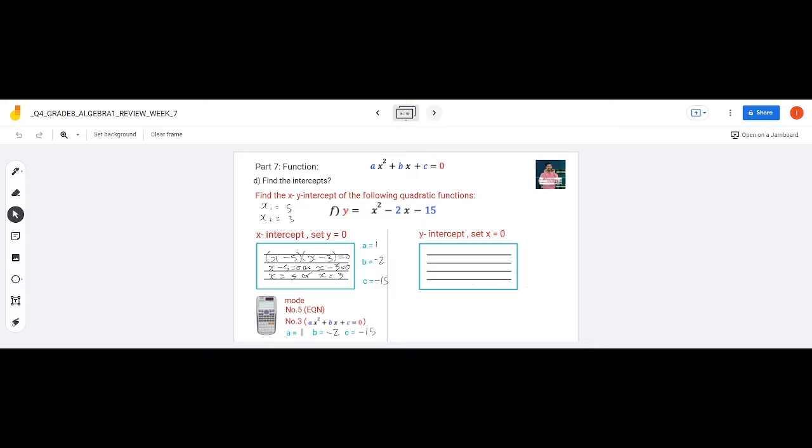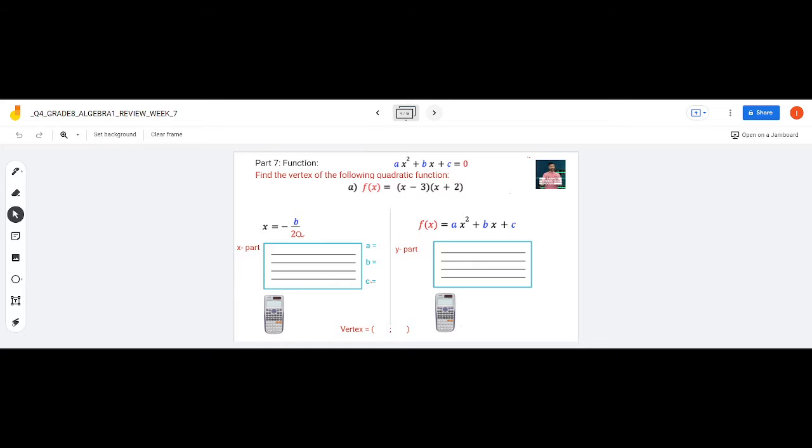So we write on our equation, y is equal to x squared minus 2x minus 15. So y is equal to, wherever there's an x, I'm going to put a 0. So 0 squared minus 2 times 0 minus 15. And of course, our answer is minus 15. Great. Hopefully you've got that correct, and congratulations. Excellent.